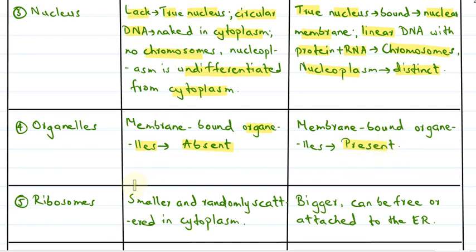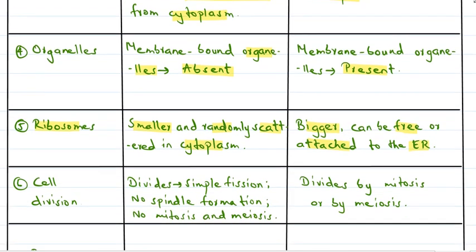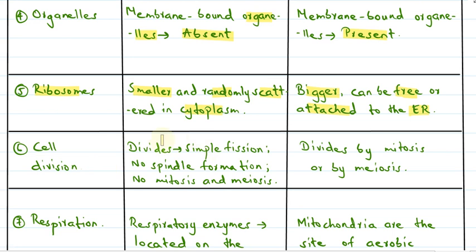Then we talked about the ribosomes. So in case of prokaryotic cells, the ribosomes are smaller and they are randomly scattered in the cytoplasm, whereas the ribosomes are bigger and they can be either free or attached to the endoplasmic reticulum in case of eukaryotic cells. Then we talked about the cell division. So in prokaryotic cells, the division of cell takes place by simple fission. There is no spindle formation. Also, they do not have the process of mitosis and meiosis. Whereas in case of eukaryotic cells, the division takes place by mitosis or by meiosis.